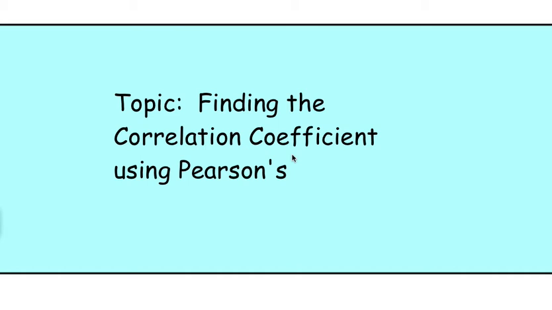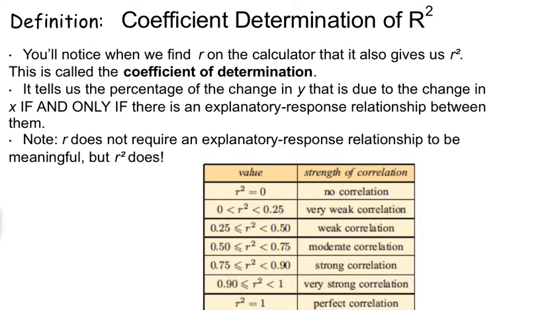This video focuses on finding the correlation coefficient using Pearson's. I'm just using Pearson's name for short. All right, what we're going to do is identify this, it's called the coefficient of determination, or r squared. Go ahead and write that down, you're going to hear that later, this definition.